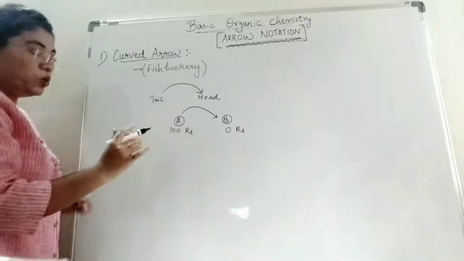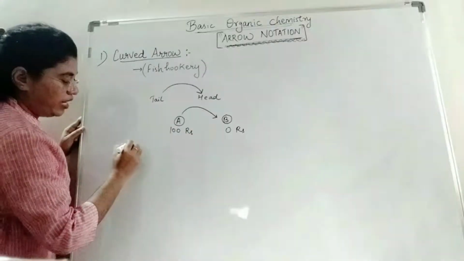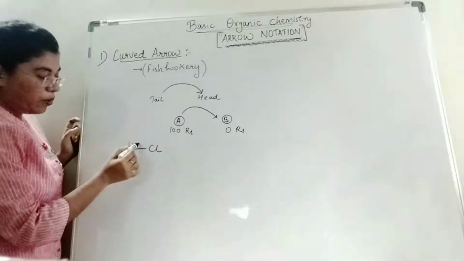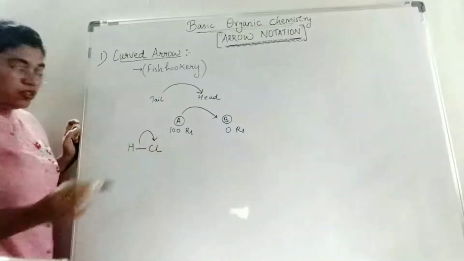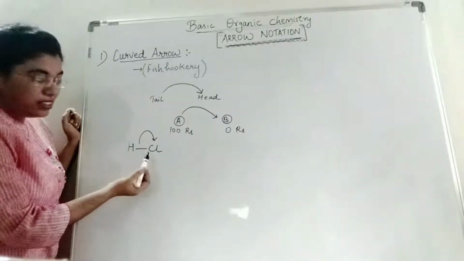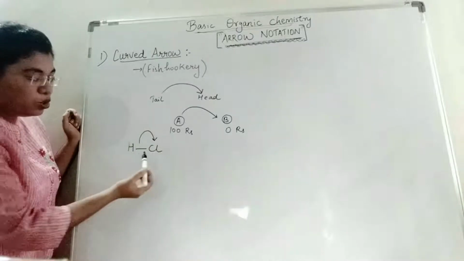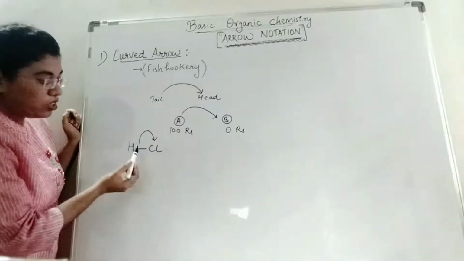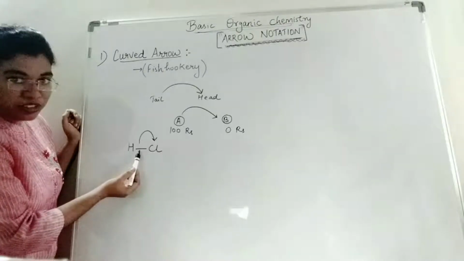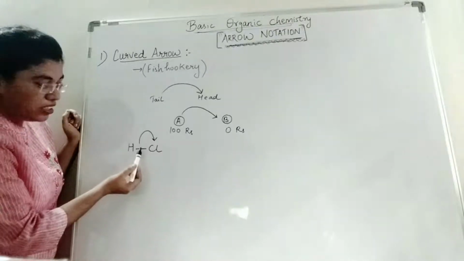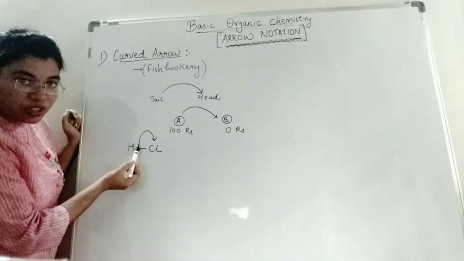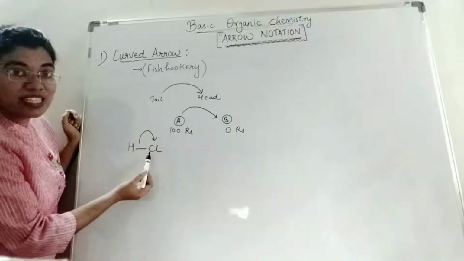Suppose I'll give an example like HCl, and I'll show an arrow mark this way. Now what does this arrow depict? That there is a flow of electrons towards where? Towards Cl, because the head is shown there. In this HCl bond, there are many electrons, and the tail will be starting from here and then it moves towards the Cl atom.